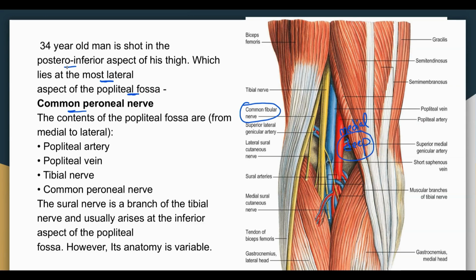Now the popliteal artery is not only the most medial but also the deepest structure of the popliteal fossa. The biceps femoris forms the superolateral boundary, the semitendinosus and semimembranosus form the superomedial boundary, whereas the medial and lateral heads of the gastrocnemius form the inferomedial and inferolateral boundaries of the popliteal fossa respectively. So overall, this is a diamond-shaped structure present in the posterior aspect of the knee joint.